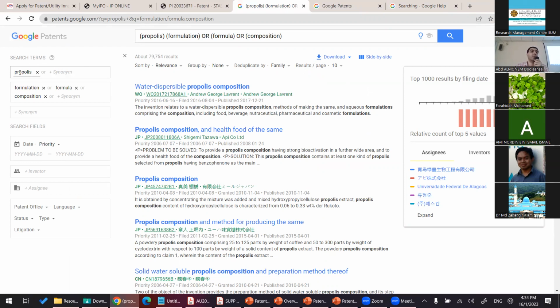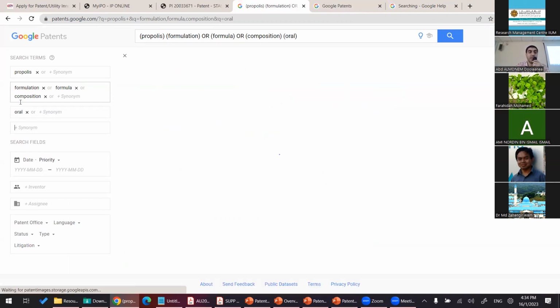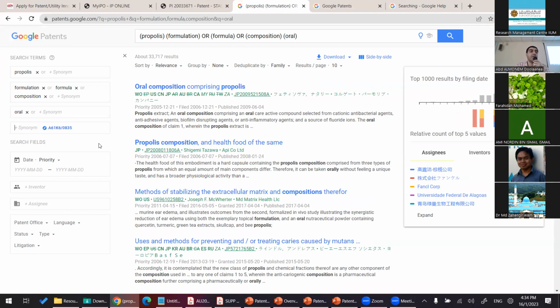So if you want to have propolis and formulation and a specific medical use, for example, if you are looking for use in oral. Okay, so we are looking for applications that contain the word propolis, formulation, and oral. But it can be formulation or formula or composition or any. You can add all the synonyms you think they are using in their applications.